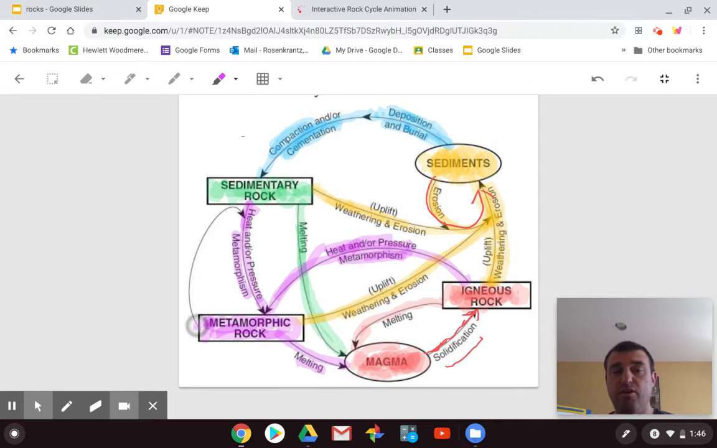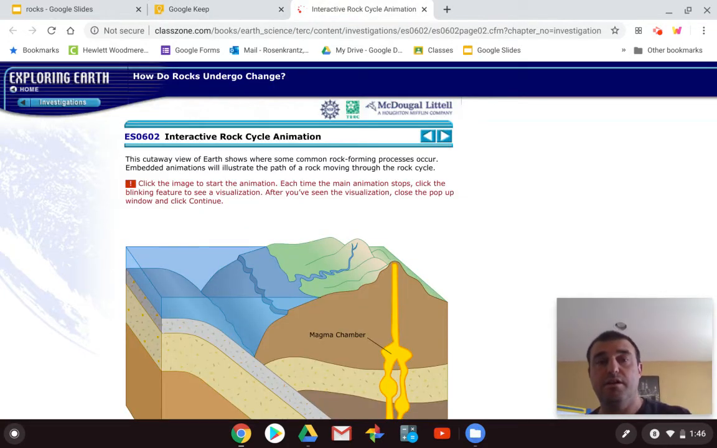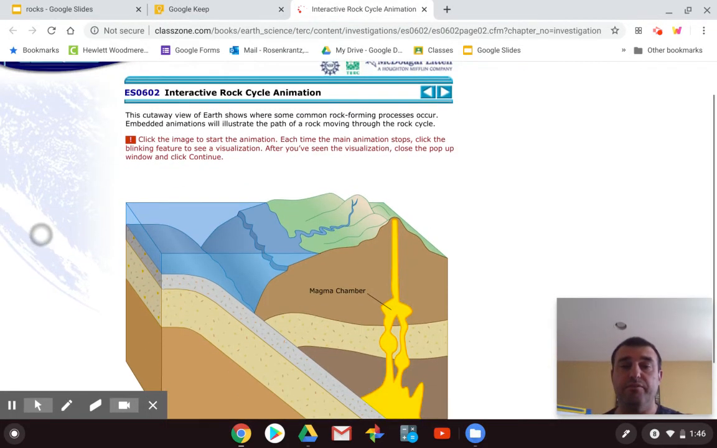And you see this arrow all the way off on the left? So even a metamorphic rock can go under more heat and pressure. We would say it would become a higher grade metamorphic rock. Okay? So these are your different pathways in the rock cycle. I'm going to make a little interactive one.